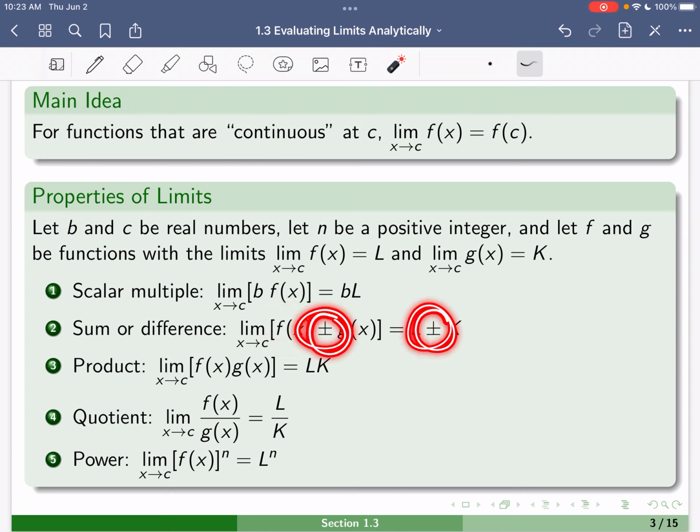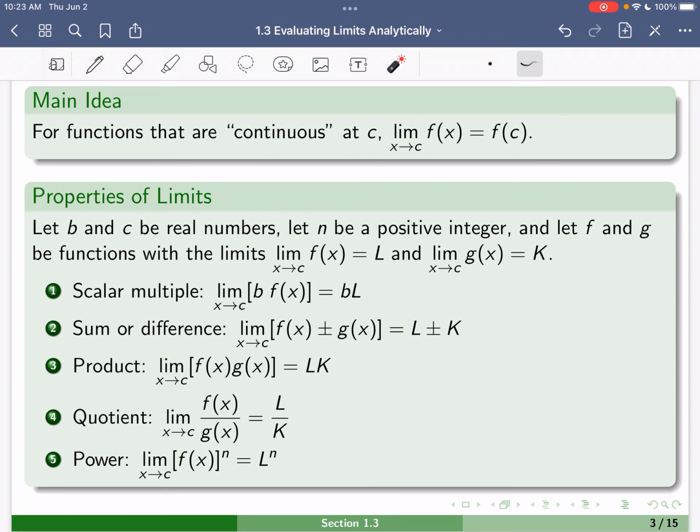The same thing is true for products, right? If we have f of x times g of x, we can find the limit of f of x and find the limit of g of x. We can find those separately, and then we can take the product of those limits.